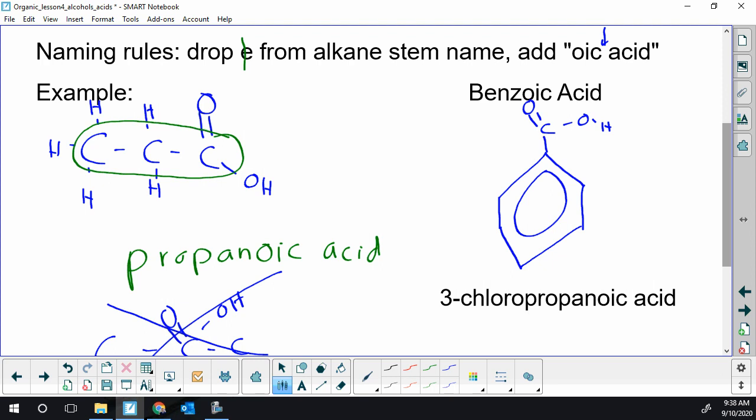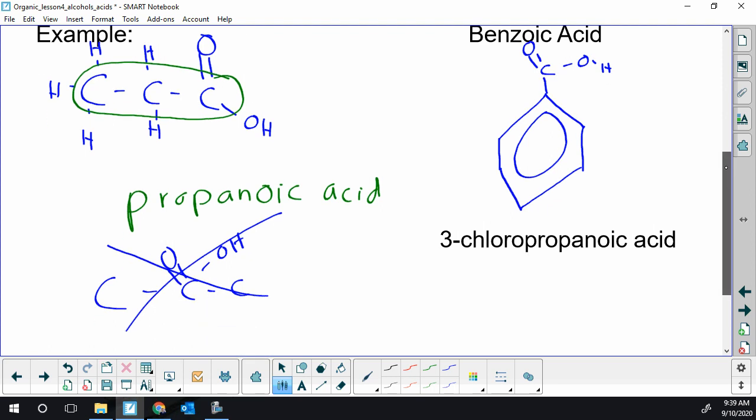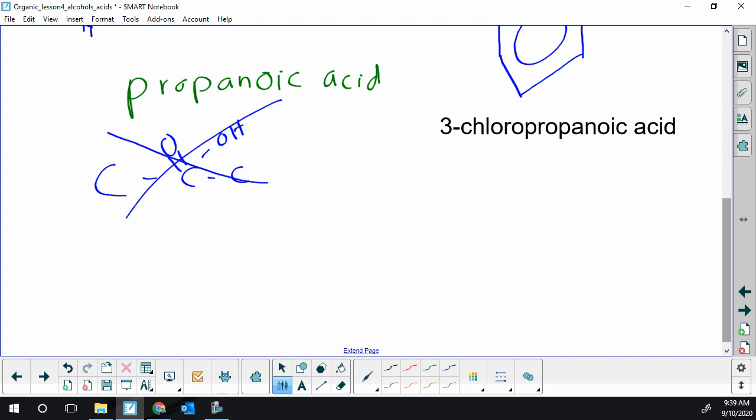The painkiller ASA has this structure as the heart of acetylsalicylic acid. Salicylic acid is just a slight variation of benzoic acid. Last example for this first lesson of today, 3-chloropropanoic acid.